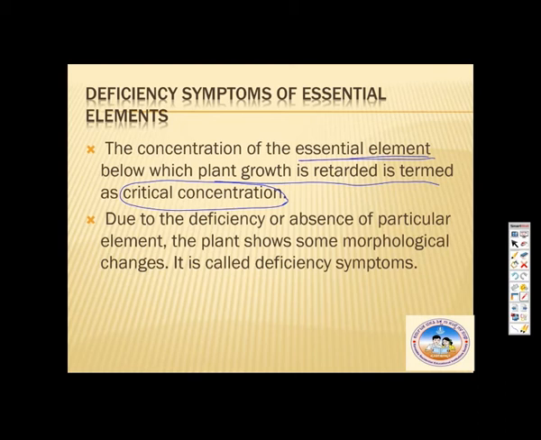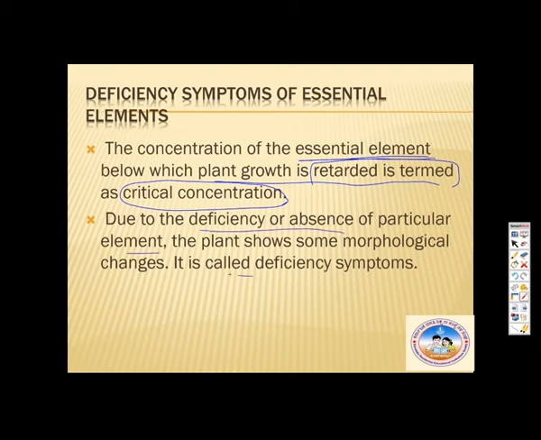So in plants, if at all any nutrient is deficient, like nitrogen, what will happen, darlings? Your leaves will immediately turn yellow, showing that they are deficient of something. That is called your deficiency symptoms. Okay, children, now moving ahead.